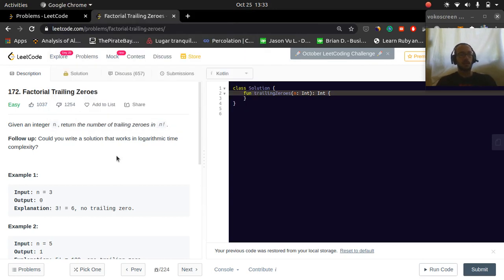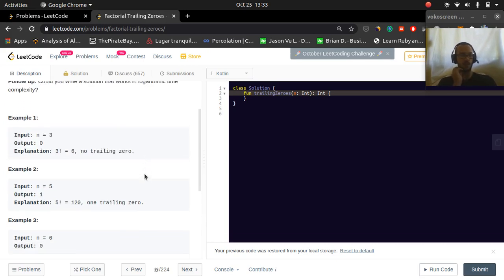So today we're going to do factorial trailing zeros. We're given an integer n, and we return the number of trailing zeros in n factorial. The follow-up would be, could you write a solution that works in logarithmic time? So let's try and get a naive solution first, and we'll think about the update.